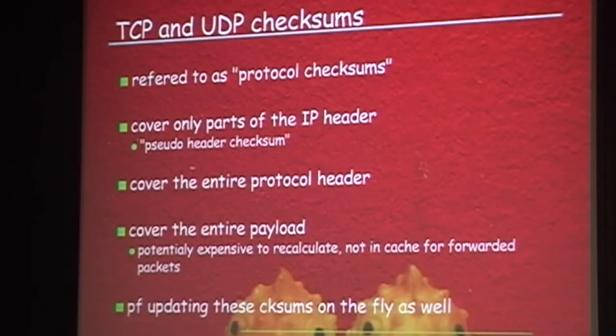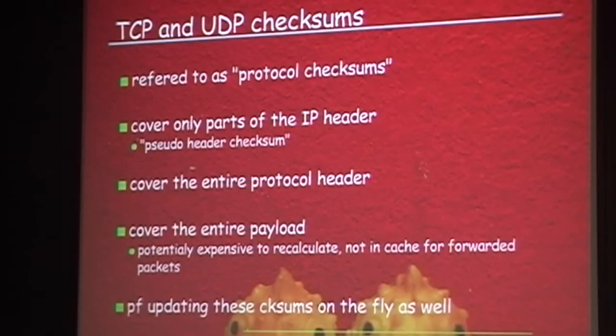The protocol checksums only cover parts of the IP header. Why? If they would cover the TTL, for example, you would have to redo the checksum on each and every router. And as mentioned, it covers the entire payload. So that is not free performance-wise.